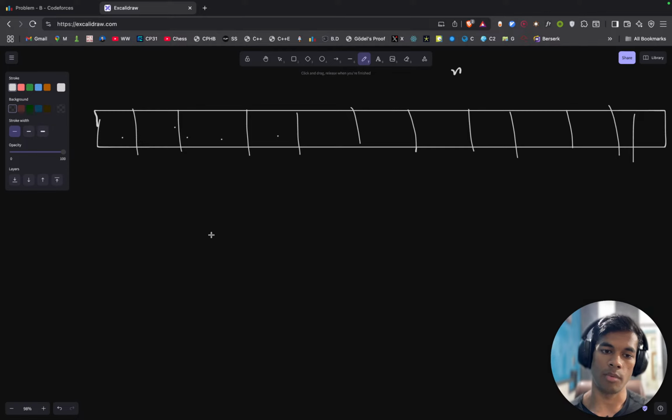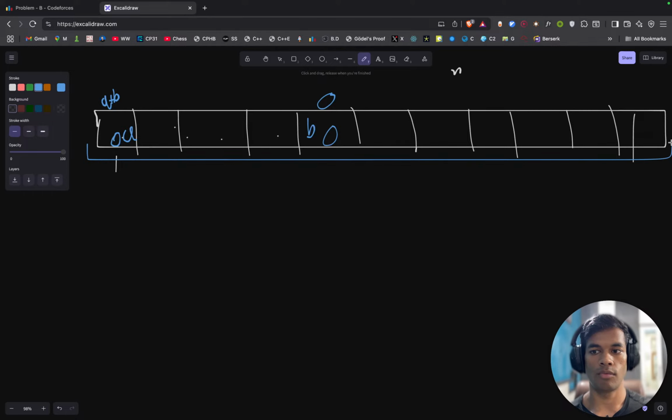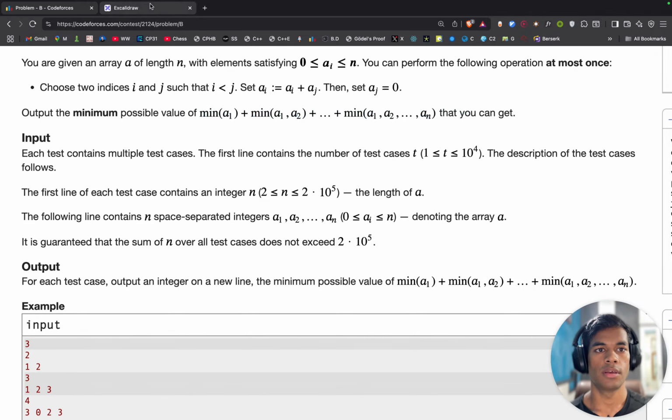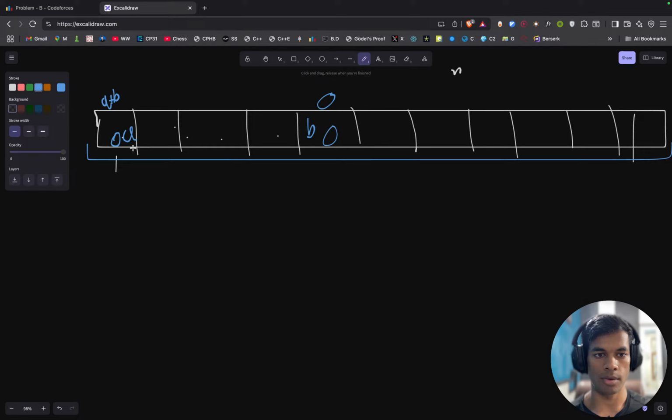And I have one operation which I can perform. I can choose two indices, two numbers, let's say this and this, and then I can make the first one equal, let's call this A and call this B, and I can make the first one equal to A plus B, and the second one becomes equal to 0. And then I have to find the minimum value of this expression after either performing or not performing the operation.